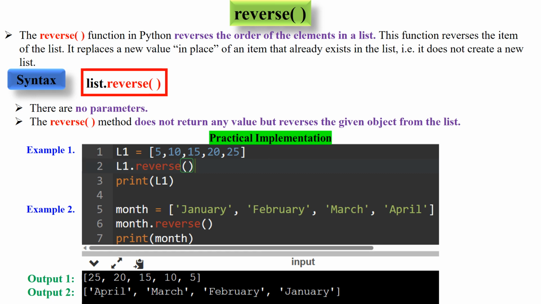The reverse function in Python reverses the order of the elements in a list. This function reverses the items of the list. It does it in place, that is, it does not create a new list. The syntax is list.reverse(). There are no parameters. The reverse method does not return any value, but reverses the given object from the list. Revise the examples given here.